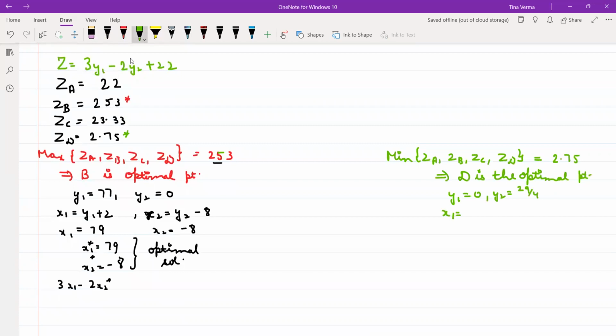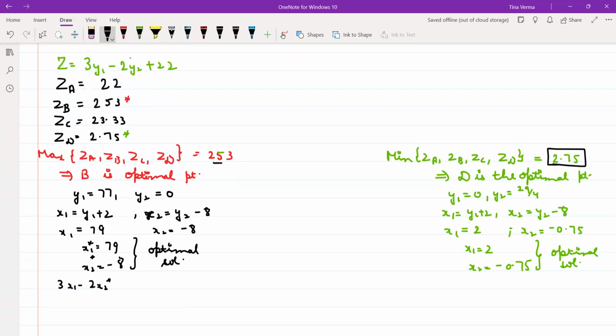And the same x1, that is your y1 plus 2. So you got point as this, and x2 is nothing but y2 minus 8. So this is my 0 plus 2, that will be 2. And here your x2, that will give you answer as minus 0.75. So x1 equal to 2, x2 equal to minus 0.75. This is the optimal solution in case of minimization, right? So the minimum value here, that will be your 2.75. That is your optimal value.